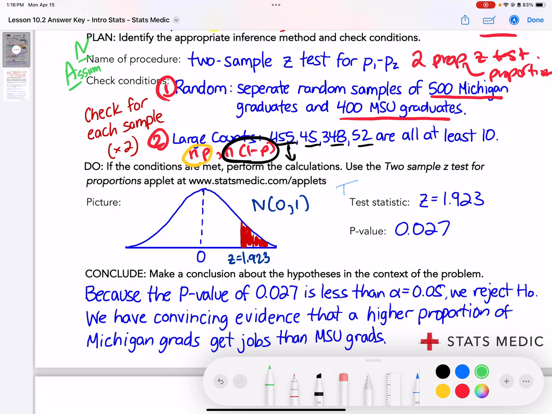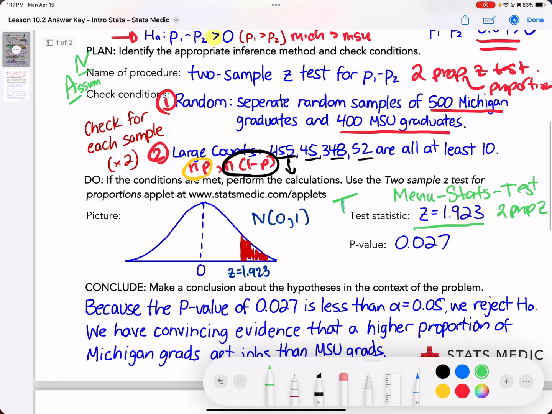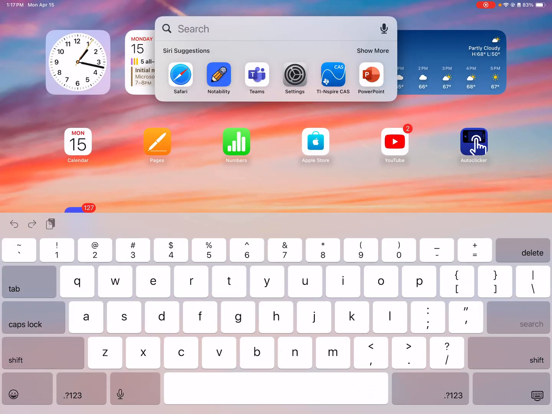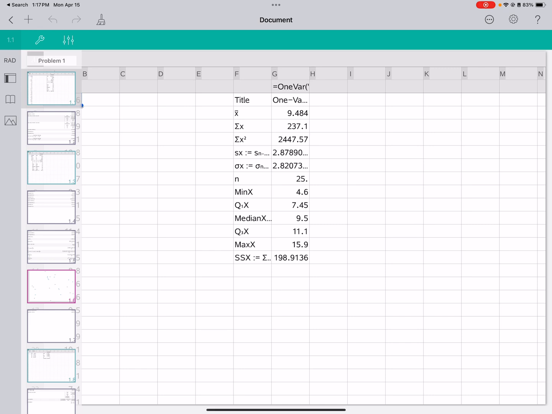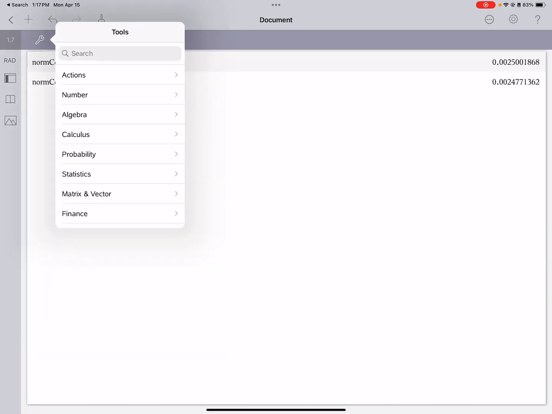Now, to get the test statistic, you see this is just listed here. We're going to actually go to our calculator, and we're going to go to Menu, Stats, Test, and we're going to do a 2-prop z-test. Okay, so I'm going to go ahead and bring us to our calculator. Open up a calculator page, and you're going to go to Menu, Stats, Test, and a 2-prop z-test.